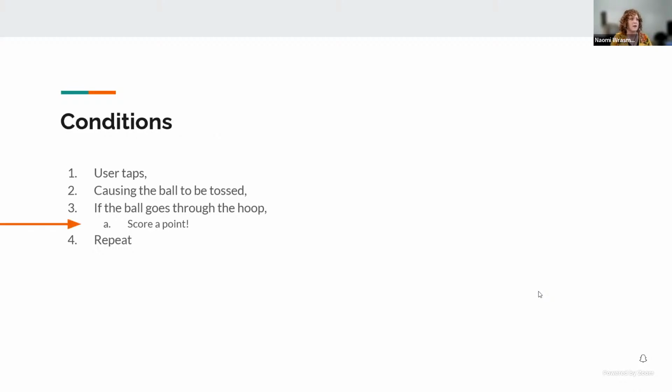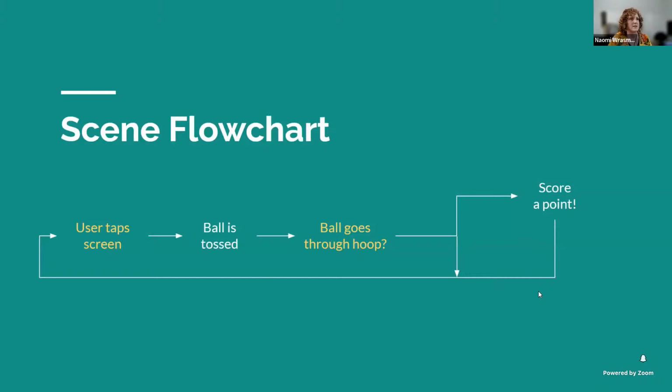And when you're looking at conditions, you only score a point on the condition the ball goes through the hoop. So it's important to remember that that's a step that might not happen, depending on other factors that go on around in the scene. And then we repeat after that, which we'll look into ways to do. So when we start breaking off these extra paths that we can take, it starts to make sense to transition our algorithm into a flowchart.